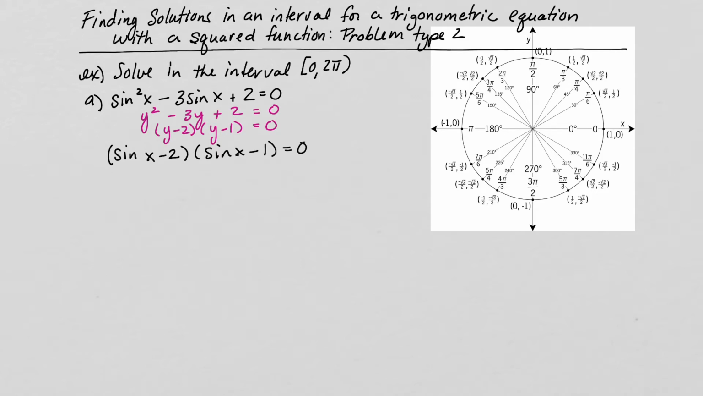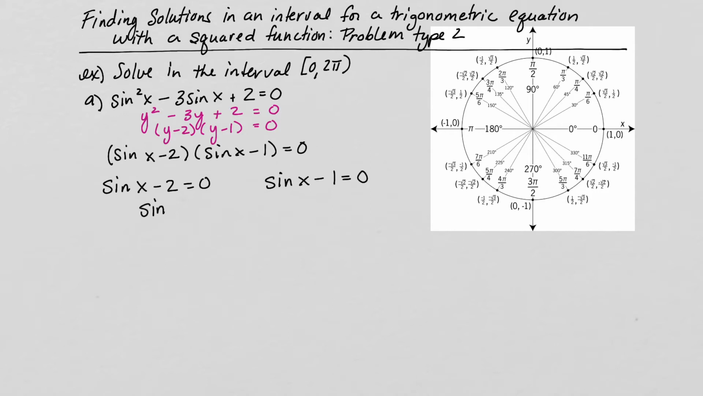So it's very similar to factoring a quadratic equation where you just have the variable, but this time, besides the variable, you also have the trig function. And now I have this factored form, and so I can take each one of these factors and set them equal to 0. So I can solve sine x minus 2 equals 0, and then I can also solve sine x minus 1 equals 0. And then we're going to look at each piece.